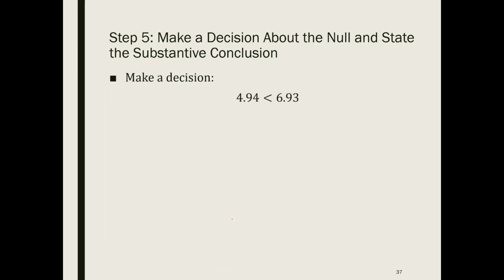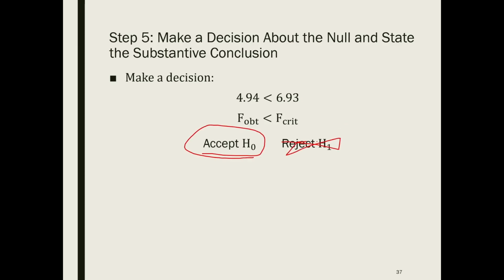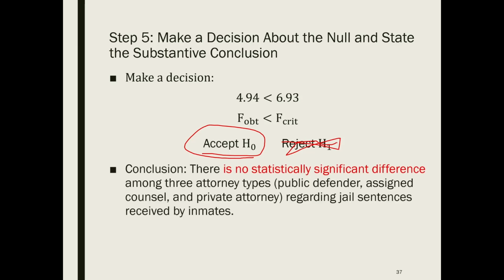Quite easy. We cannot reject the null hypothesis, right? So we are going to accept the null hypothesis. Simultaneously we reject the alternative hypothesis. So the conclusion in plain language is there is no significant difference among three attorney types regarding the jail sentences received by the inmates. Okay, it's just that simple.